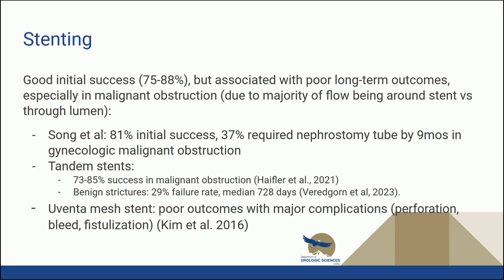So single double J stenting can be bolstered by doing tandem stenting with 73 to 85% success in malignant obstruction long term. Benign strictures, there's 29% failure rate, but this is looking up to about 2 years out in this cohort by Varagorn et al. Another type of stent is this Uventa mesh stent.